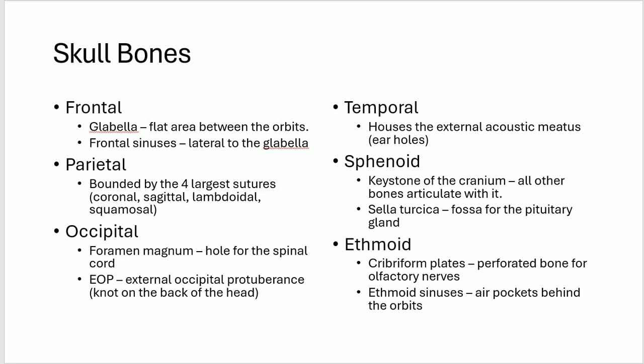Occipital bone, so back of the head, that includes the hole in the bottom of the head, the foramen magnum. So that's where the spinal cord comes out of. And the EOP, the external occipital protuberance. Protuberance is the part that sticks out, and the EOP is the knot in the back of the head. If you feel right back there on the head and you feel the knot, that is the EOP, the external occipital protuberance. So you do need to know that.